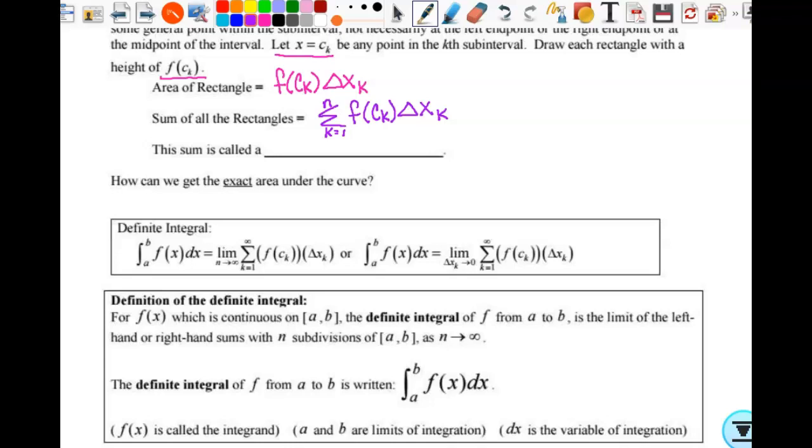It's called a Riemann sum. I know. And this is why freshmen don't take calculus. No, I'm just kidding. Well, this is why I would never teach calculus to freshmen. One of the reasons.